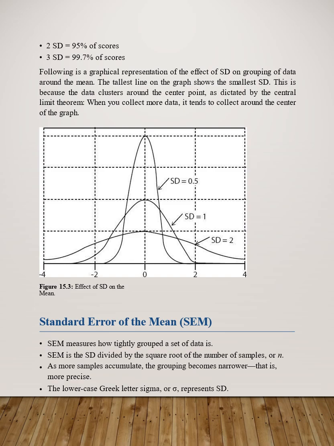So on figure 15/3, we see the effect of SD on the mean. Let's discuss here SEM, which is standard error of the mean. Number one, SEM means how tightly grouped a set of data is. Number two, SEM is the SD divided by the square root of the number of samples, or N. Number three, as more samples accumulate, the grouping becomes narrower. This is more precise. Number four, the lowercase Greek letter sigma represents SD.